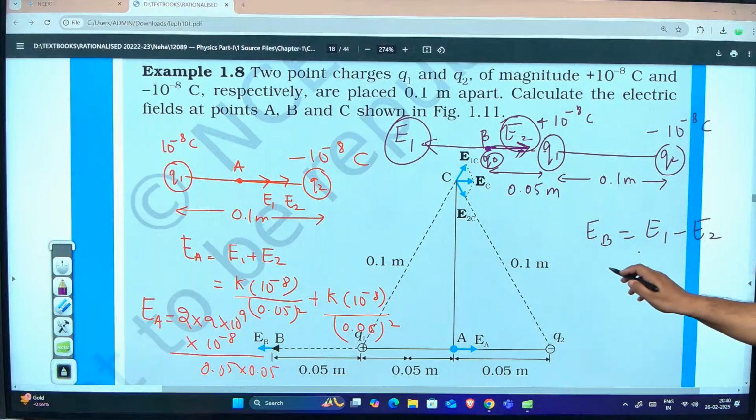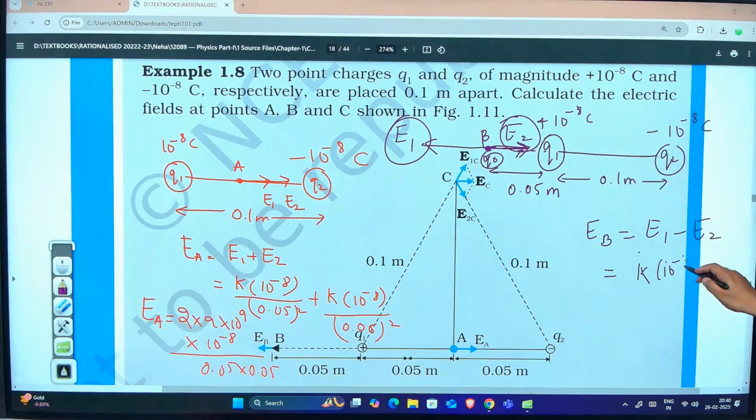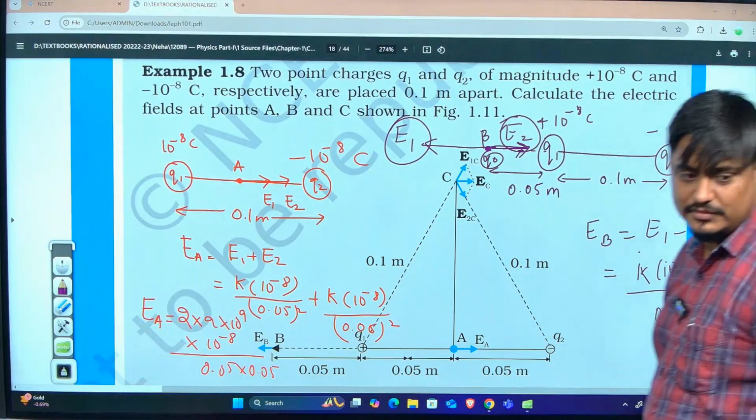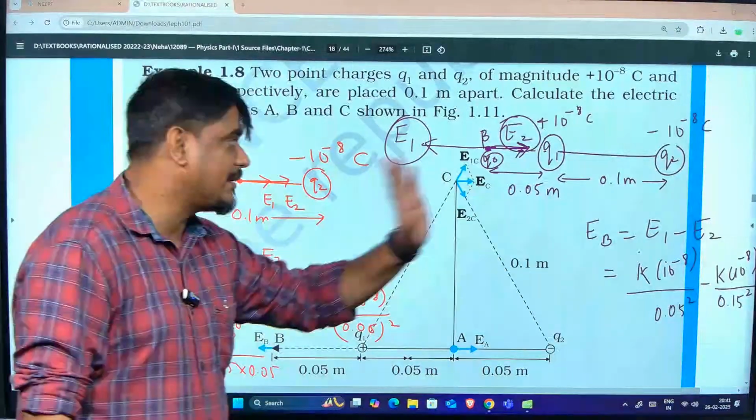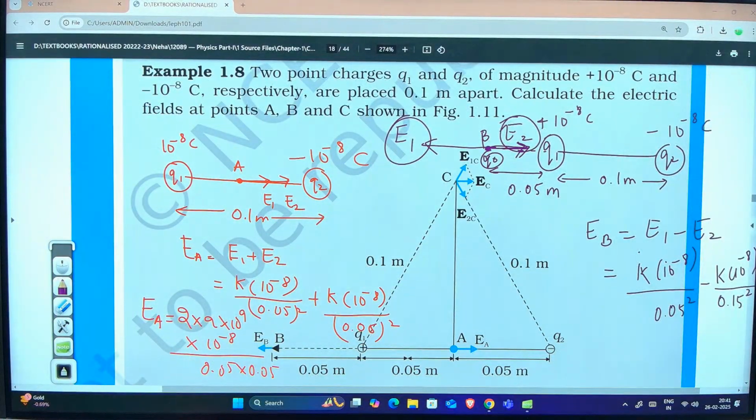Okay. So what is E1? E1 will become equal to K into Q, Q is how much? 10 to the power minus 8, by R square, R square is 0.05 square, minus K into 10 to the power minus 8 by 0.15 square. Now you have to sit and solve this, no other option you have, and get the answer for the second part. Is it clear to you, first and second part? At point A and at point B, how did I find the electric field? Is it clear to you?